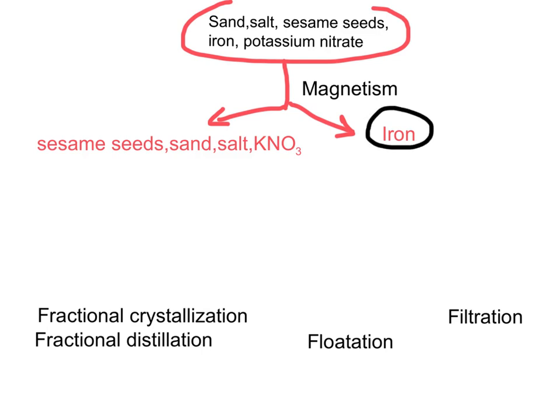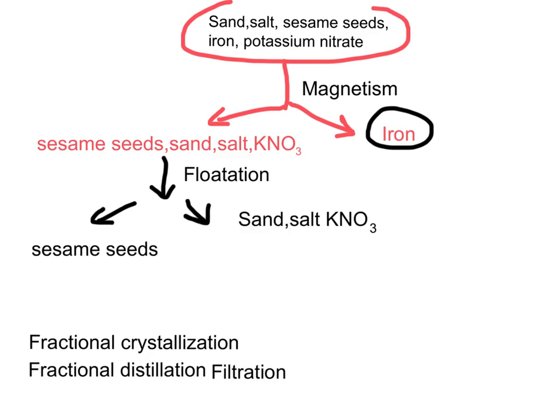And then on the left-hand side, we have the sesame seeds, the sand, the salt, and the potassium nitrate. And I've switched over to the formula to save space. So what's the next step in this procedure? Well, the best thing to do now is to add a little bit of water and get those sesame seeds to float. So when I do that, I'm going to get two arrows again. One for the sesame seeds, and then the rest of the stuff will stay put.